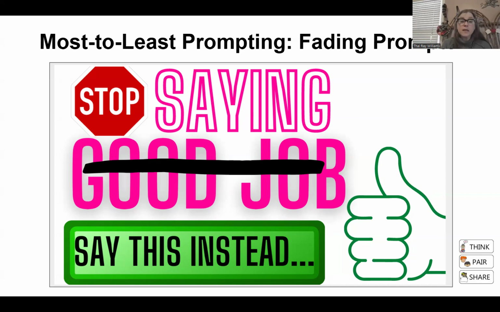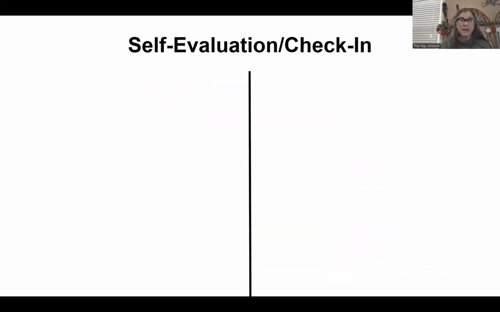So she did a really good job demonstrating the fading of most to least prompts. But instead, I would encourage you to say something like, good job, Jason, I love the way you matched the hair clip with the hair tie. Those are both things we use to hold our hair up. Be a little bit more specific, giving behavior-specific praise, and stay away from the good job. Because as I watch that video, I always hear that in the back of my head.